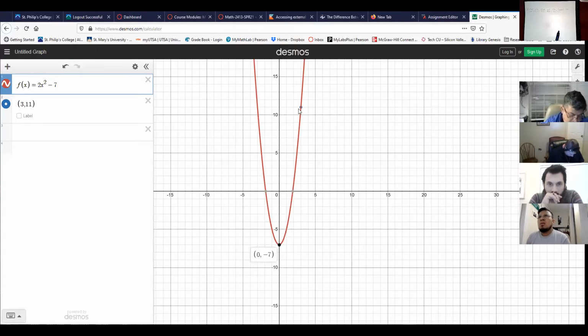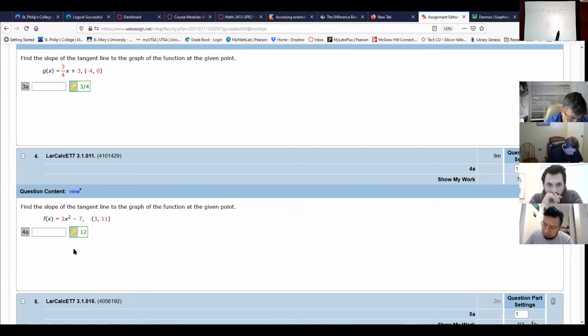So they want to know what's the slope here. In other words, what is the rate of increase at this location, 3, 11? That's what the question is asking. How fast am I going at this spot on this graph? In normal English, right? That's what they want to know.